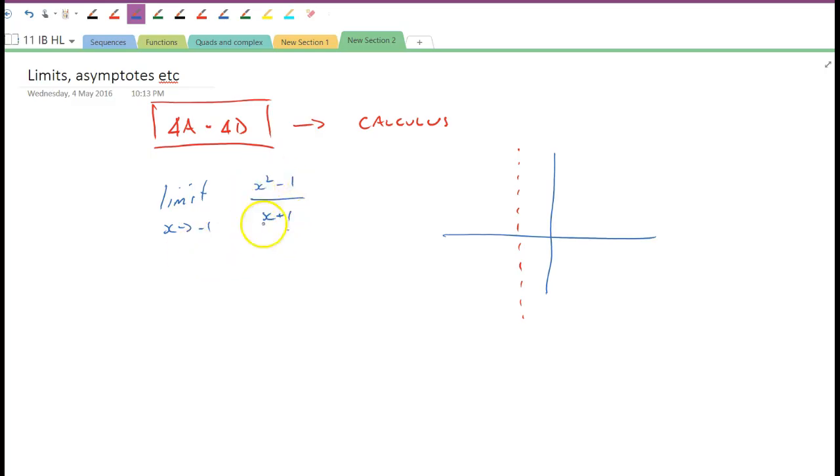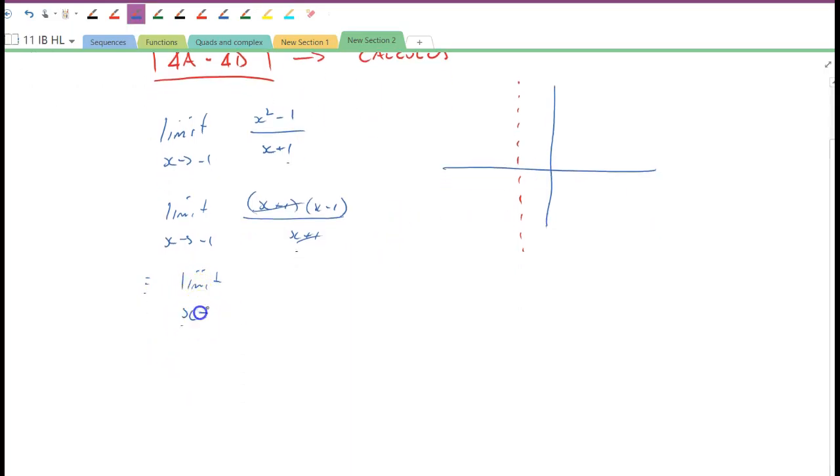What we can do is try factorizing this. So we get x plus 1, x minus 1 on top, and underneath we get x plus 1, and then they cancel. We're left with the limit as x approaches minus 1 of just x minus 1, and when we sub the minus 1 in now, we get minus 2. So in fact, this thing's heading towards minus 2 as my x value goes towards minus 1.